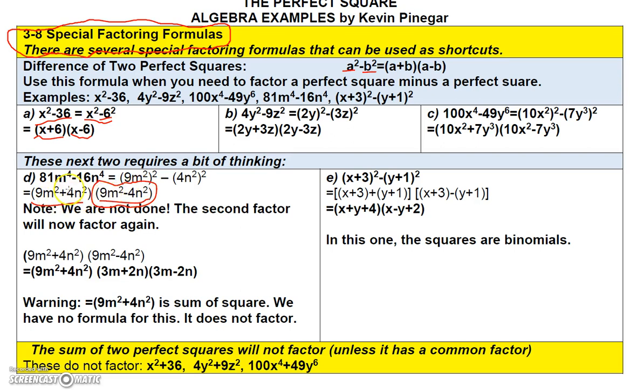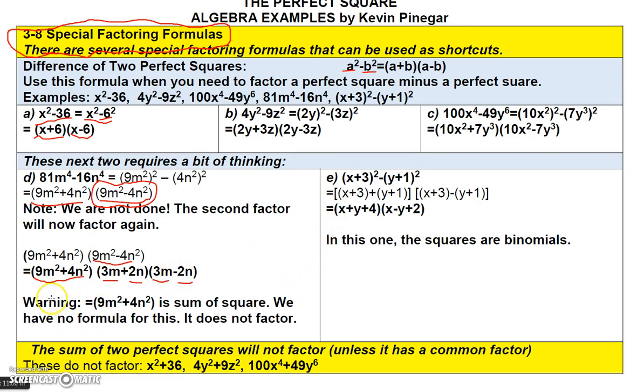Now sum of perfect squares don't factor, so I'll just have to bring down the 9m squared plus 4n squared. So this one will not factor. But the 9m squared minus 4n squared factors into the square root of 9m squared, which is 3m, plus the square root of 4n squared, which is 2n, times the square root of 9m squared, which is 3m, minus the square root of 4n squared, which is 2n. So that factors into 3 factors: 9m squared plus 4n squared, 3m plus 2n, and 3m minus 2n.